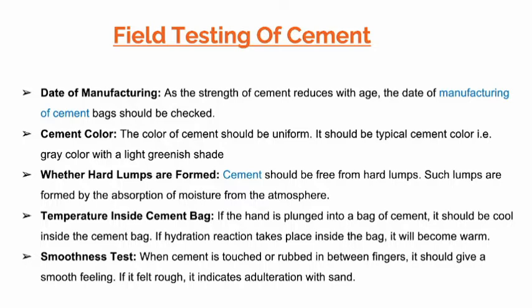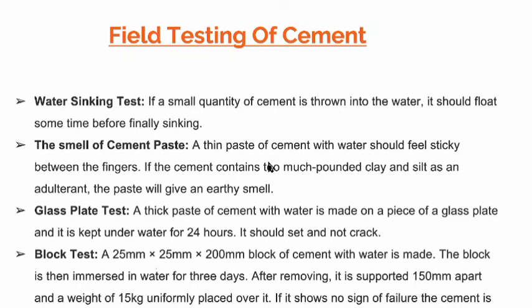Smoothness test. When cement is touched or rubbed between the fingers, it should give a smooth feeling. And if it feels rough, it means sand is added into the cement. Water sinking test. If a small quantity of cement is thrown into a bucket full of water, it should float for some time before it finally sinks into the water.